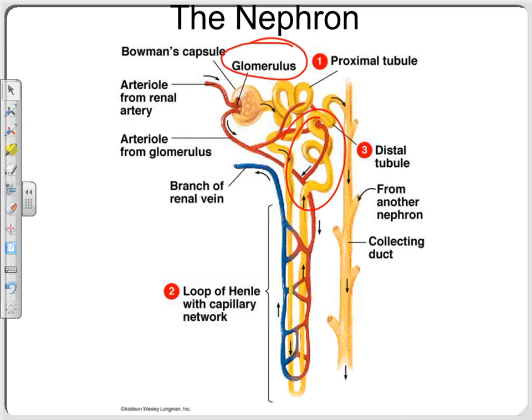Okay, filtration over here at the glomerulus, step number 1. Tubular reabsorption in the proximal convoluted tubule and the loop of Henle, that's step 2. And then tubular secretion over here at the distal convoluted tubule, step 3. The stuff that makes it to right here, now this time it's called what? It's called urine.